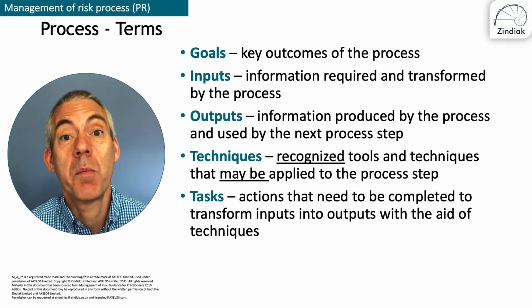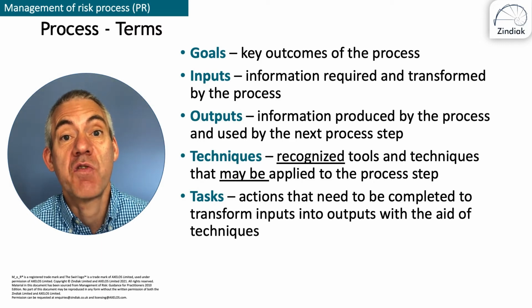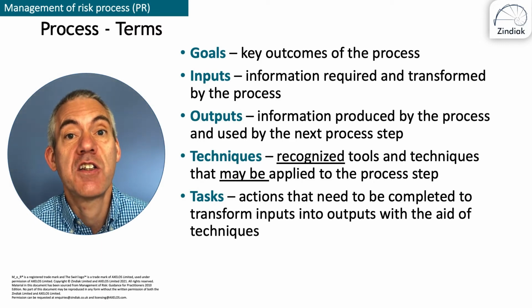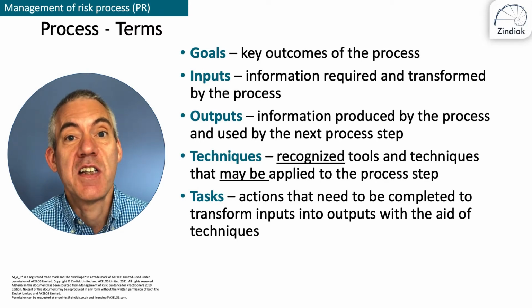Which leads us on to outputs. Information produced by the process and used by the next process step. So once we've assessed the risks, we've got a list of assessed risks, and that will feed into the plan process. Once we've got our plan, that feeds into the implement process.